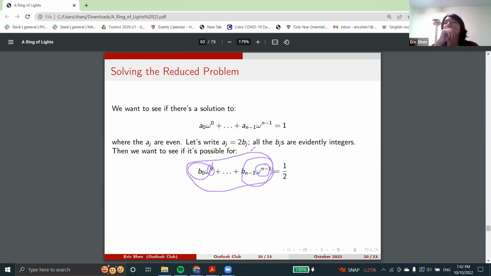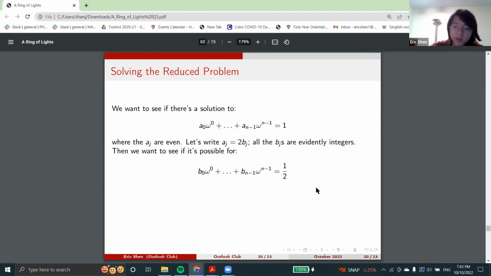Okay. But wait, can 1 over 2 be an algebraic integer? We know that the rationals that are not integers are not algebraic integers either. So this is not an algebraic integer. Uh-oh. Our left-hand side is equal to an algebraic integer, and the right-hand side is not. So in fact, this equation has no solutions, no matter what our n is. And that solves the problem.